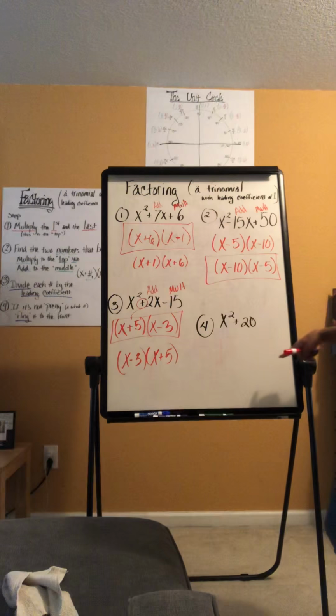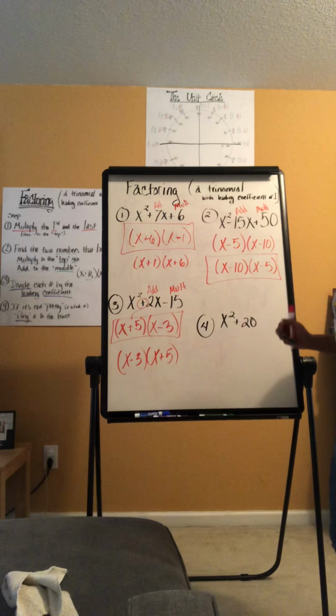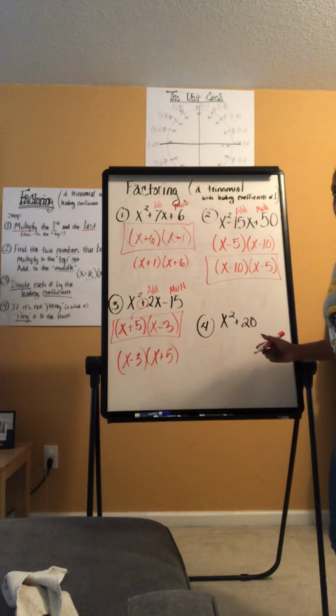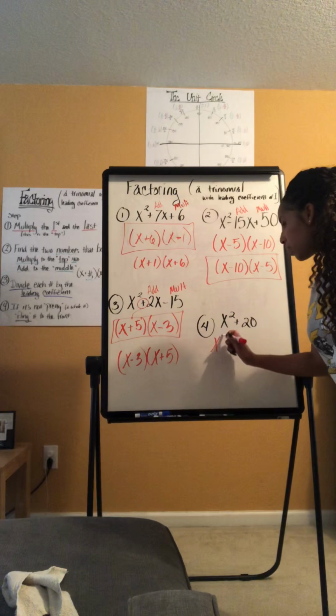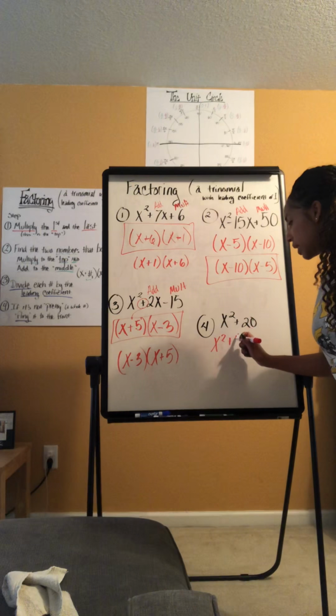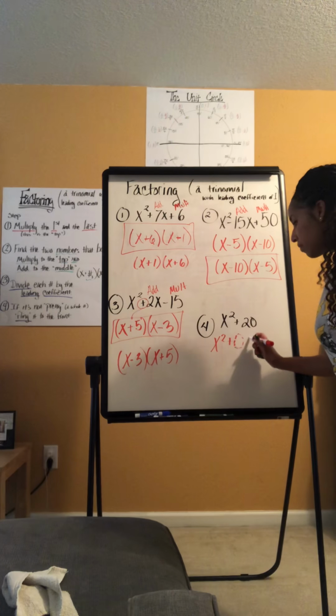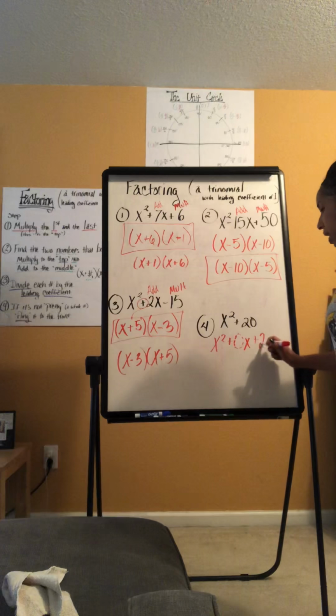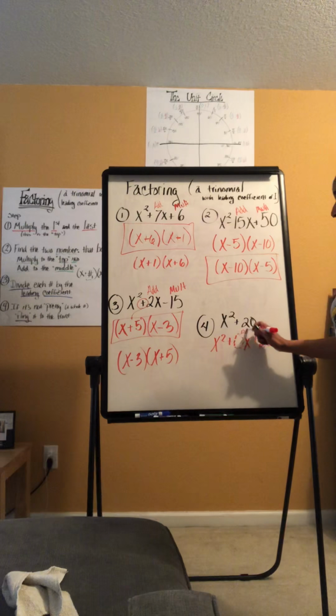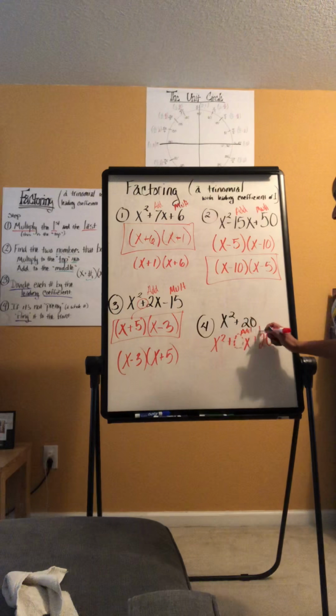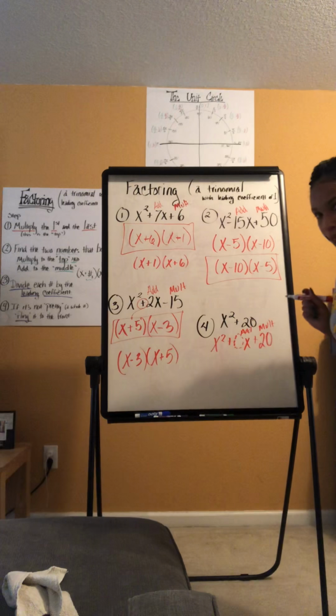And then lastly, we have this x squared plus 20. I don't have a middle number, but I could think of the middle number. If there's nothing, it can always be a 0. So I can think of it as I have 0 x's and then a plus 20. So I would need the numbers that add to 0 and multiply to 20.